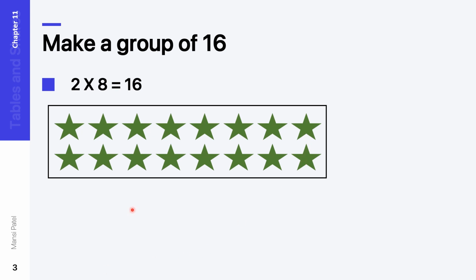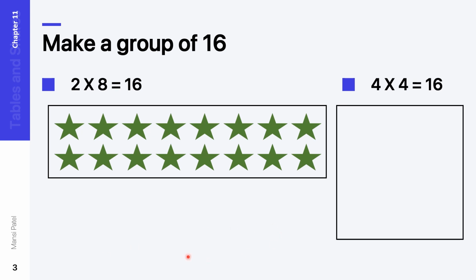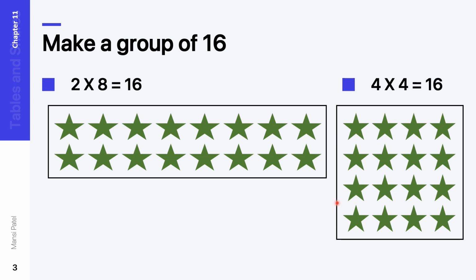Now any other way to make the 16? Yes, as we know already, 4 fours are 16. So how do you have to represent the combination of 16? We can say that here we have to make 4 rows and 4 columns. With the help of 4 rows and 4 columns, we are making a group of 16. So count it. 1, 2, 3, 4, 5, 6, 7, 8, 9, 10, 11, 12, 13, 14, 15 and 16.